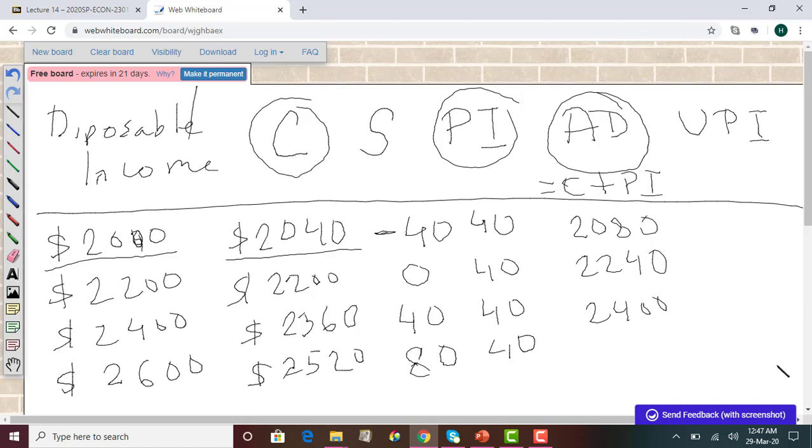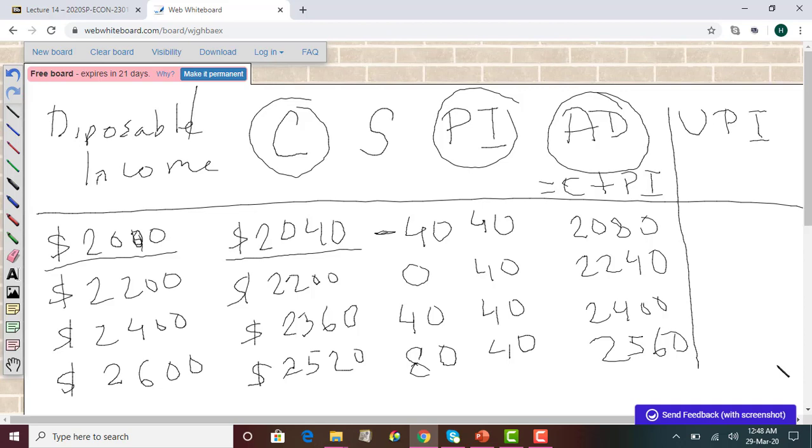And lastly, if we see your consumption is 2520, and then your planned investment is 40, so your aggregate demand is basically 2560. Okay, now that leaves us with the last column, which is unplanned investments. In case there is a sudden increase in demand or sudden decrease in demand, what is the investment that we have to make? Okay, in this scenario.